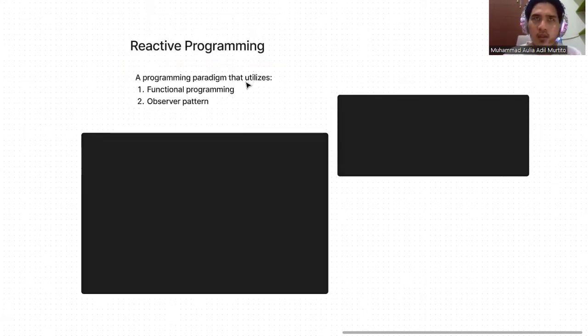Hello everyone, in this video, let's talk about reactive programming. Now, let's start with this question: what is reactive programming? Well, as you can see here, it is a programming paradigm that utilizes these ideas. The first one is functional programming, and the second one is the observer pattern. I'm going to explain these two ideas along with how reactive programming works.